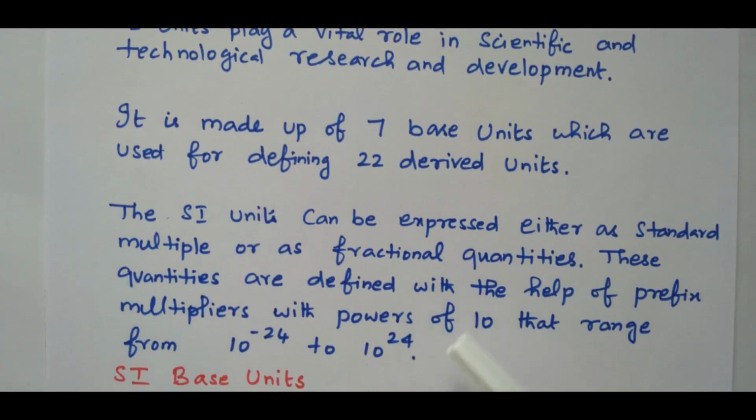This SI unit can be expressed as a standard multiple or fractional quantities. These quantities are defined with the help of prefix multipliers with powers of 10, ranging from 10 to the power minus 24 to 10 to the power plus 24. So these SI units are represented as standard multiple or fractional quantities, that is, powers of 10 on both sides, negative as well as positive.